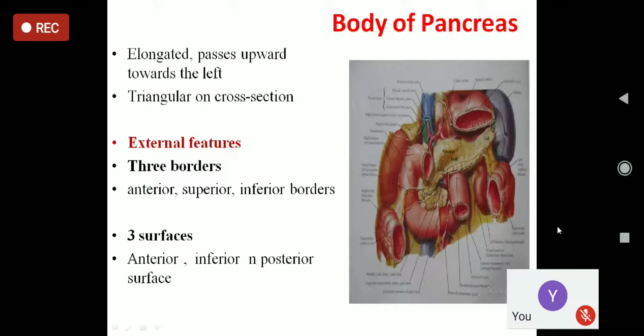So the next part is the body of the pancreas. Do you have any queries till now?